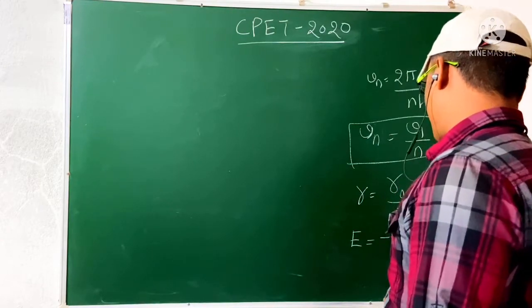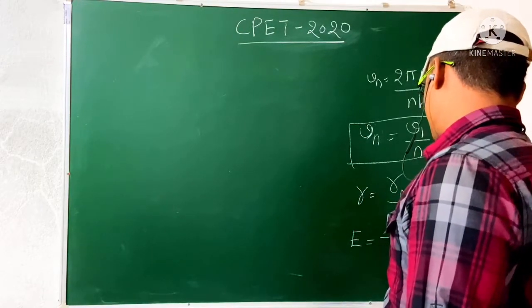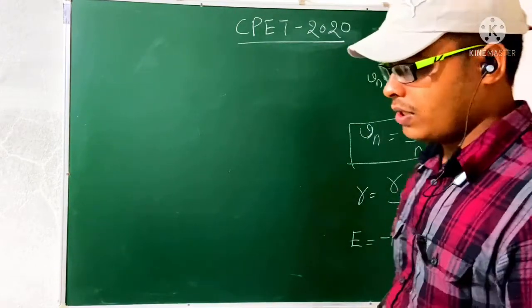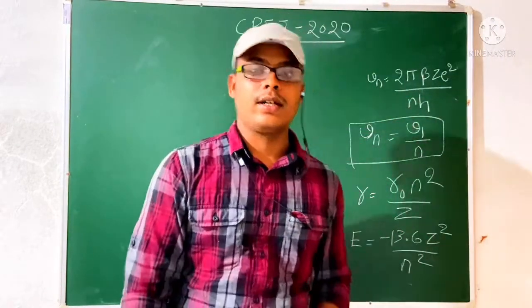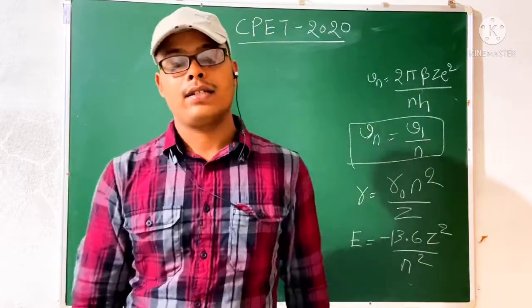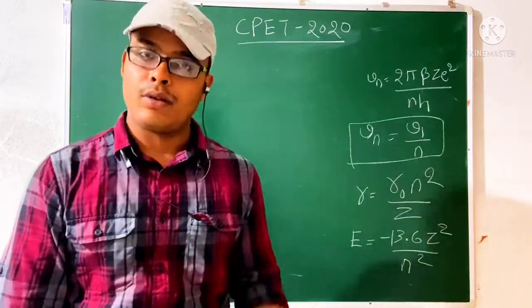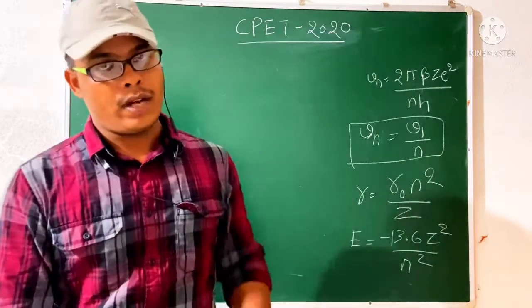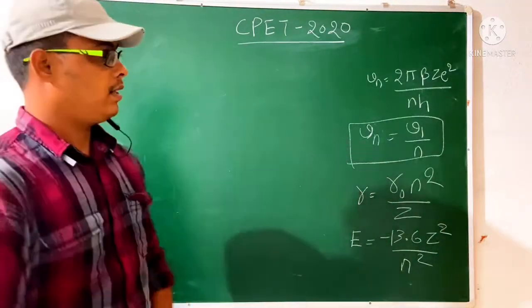So these are the various formulas of your atomic physics. You try to remember. n is the nth orbit. So this is the first orbit, that is your ground state. Then your first excited state will be n equal to 2. What is the second excited state? That is n equal to 3, right? So ground state is n equal to 1.